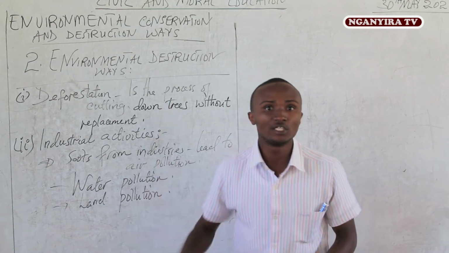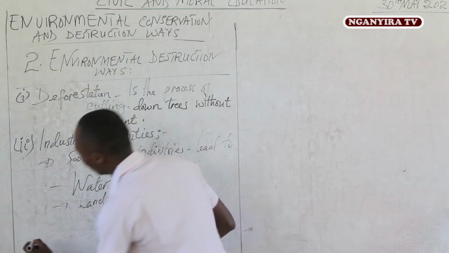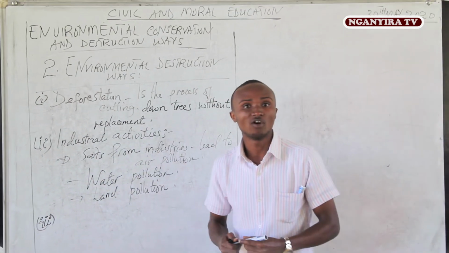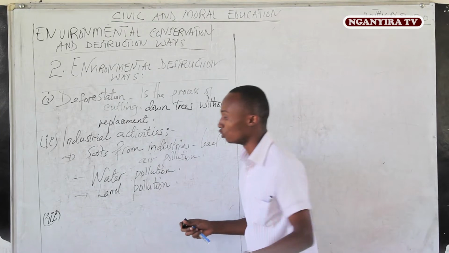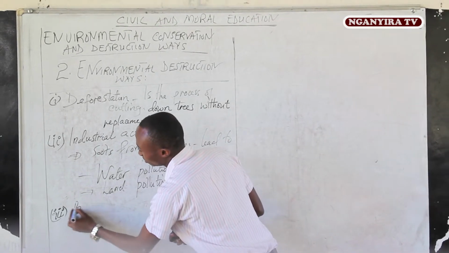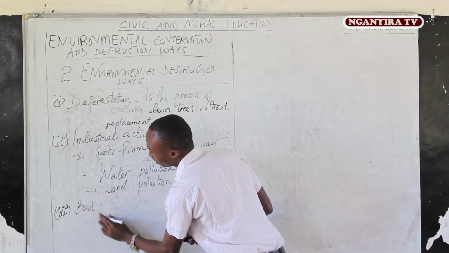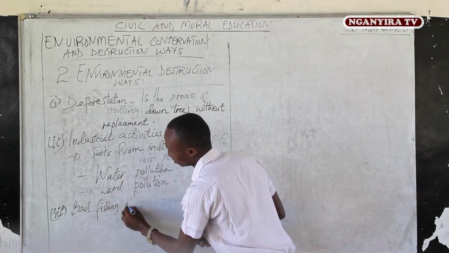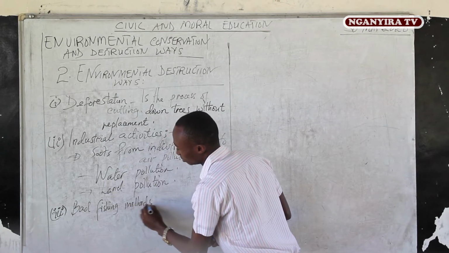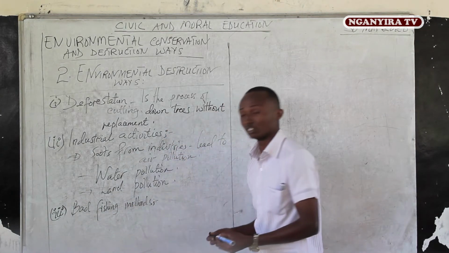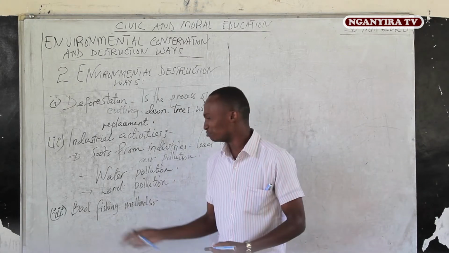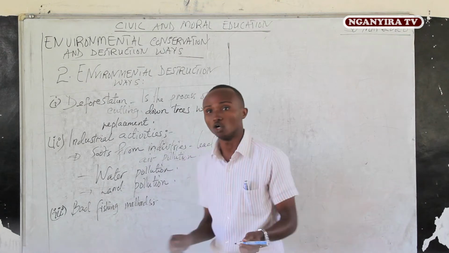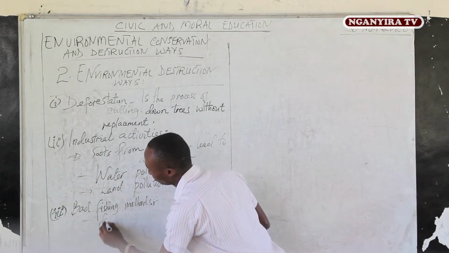Another way that can destroy our environment, apart from those ones, is what we call bad fishing methods. Which bad fishing methods are we talking about? There are some people who are fishing by using what we call dynamite, for example.